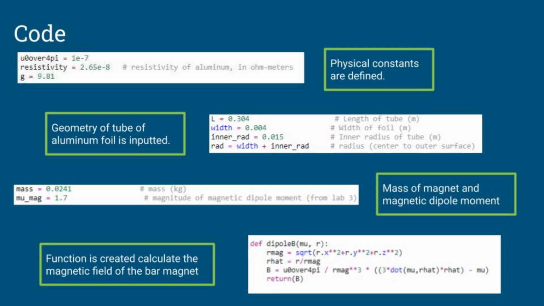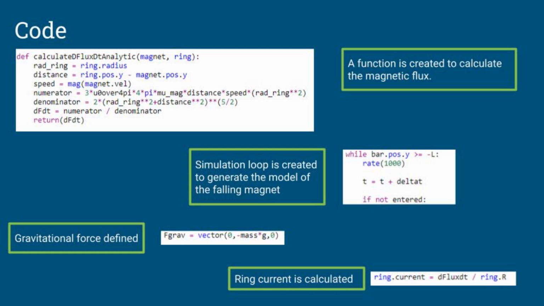A function is created to calculate the magnetic field of the bar magnet using the formula for the Biot-Savart law. Then another function is created which will calculate the magnetic flux using the formula shown in the code, and it includes variables like the ring radius, distance, and speed. A simulation loop is created which will generate the model of the falling magnet.